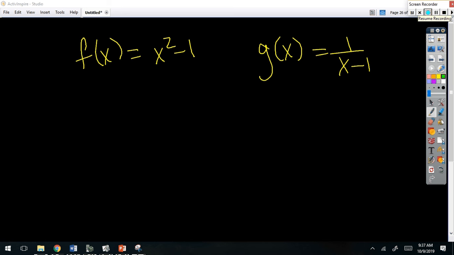What's the domain of F? Negative infinity to infinity. But what's the domain? We said negative infinity to infinity. How about the domain of G? Cannot be 0. What can't be 0? The bottom, so it's 1. So I got to leave 1 out. How do I leave 1 out? Parentheses.